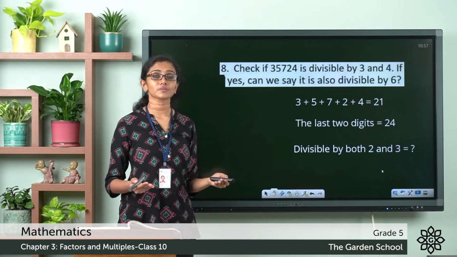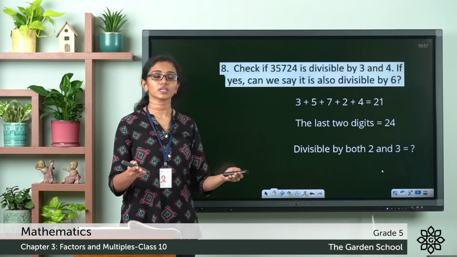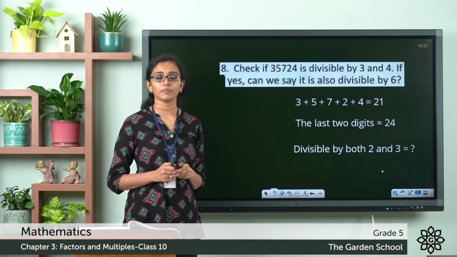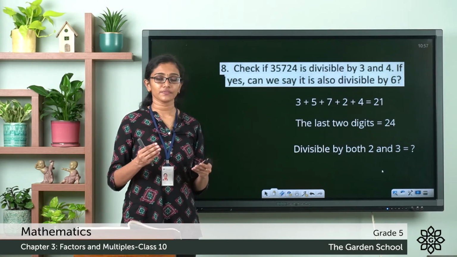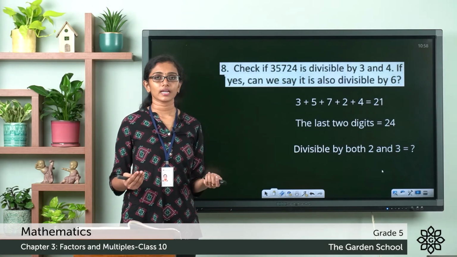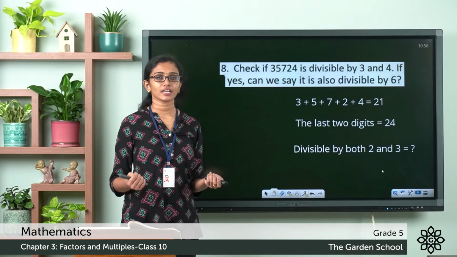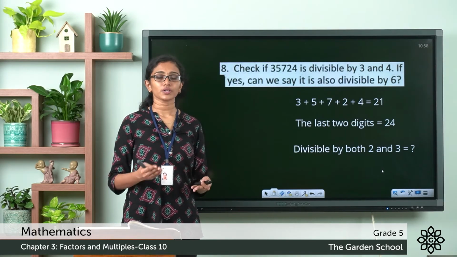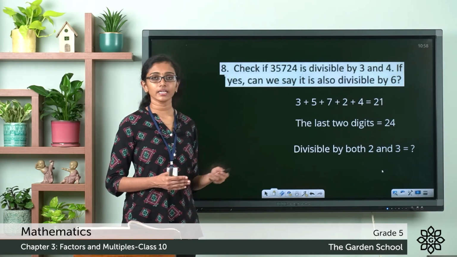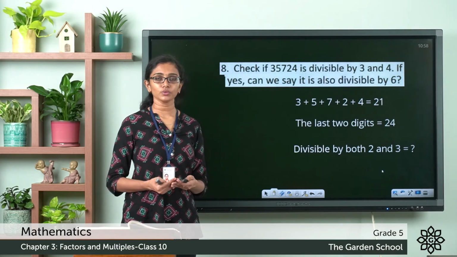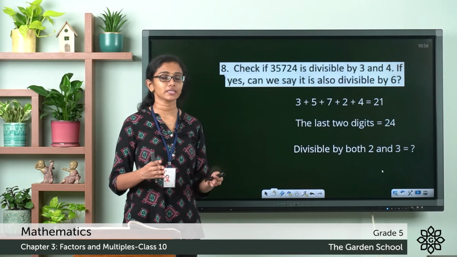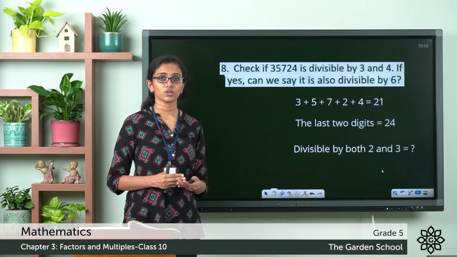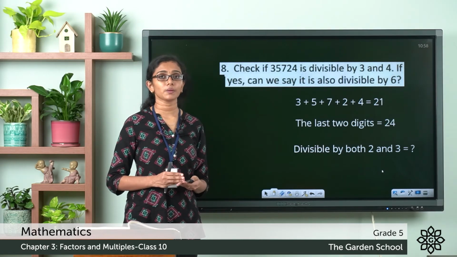So is 24 divisible by 4? Yes, 6 fours are 24. Hence, the given number will also be divisible by 4. Now, how do you check if it is divisible by 6? For the number to be divisible by 6, it has to be divisible by both 2 and 3. We already saw that it is divisible by 3. How do you check if it is divisible by 2? All even numbers will be divisible by 2. And we already saw that it is divisible by 4. Then it should also be divisible by 2.